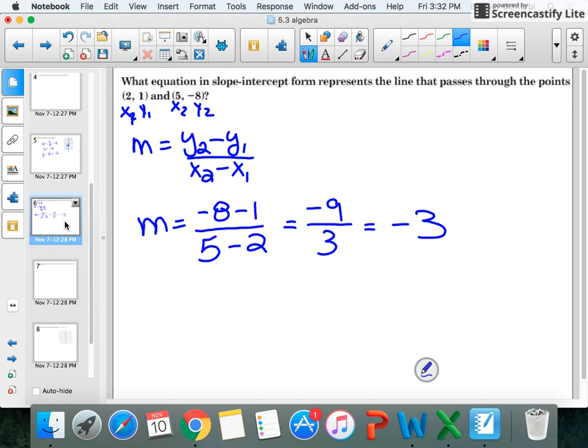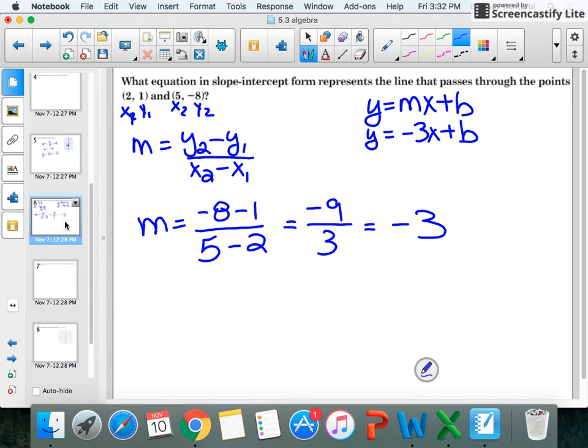So this is where it gets a little bit trickier. We cannot just pick a y-intercept. The y-intercept is when x equals 0. So in order to figure that out, we're going to go back up to our equation. So y equals mx plus b. We are solving for b. We know what m is, so we're going to plug in our m. y equals -3x plus b.